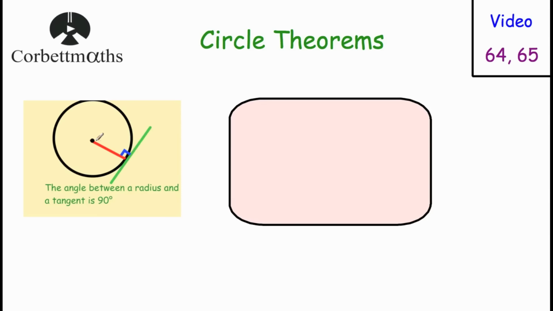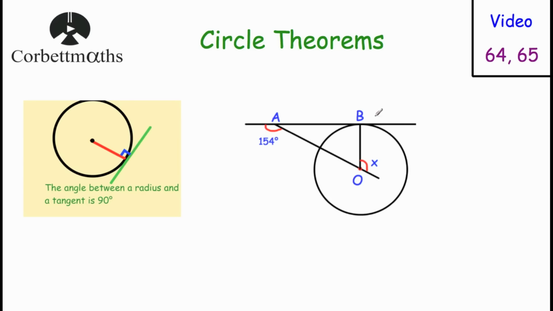Okay, next circle theorem. Well, the next circle theorem is if you have the radius and a tangent, they meet at 90 degrees. So here you can see AB is the tangent. So that means that the tangent and the radius meet at 90 degrees. That's a 90 degree angle there. Now here we have got, if this is 154, you can take that away from 180. That would be equal to 26. So that would be 26 degrees in there in a straight line.